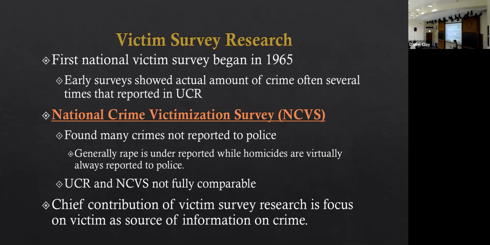The UCR and the National Crime Victimization Survey are not fully comparable, because the NCVS is selecting people, random selection. The idea is to get a cross-section of the community, and then from there be able to come up with a realistic number. The UCR is, no, this is what happened. We know this is what happened. So they're not necessarily on the same plane.